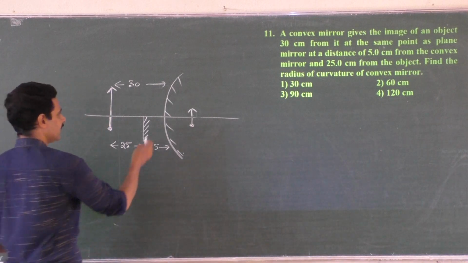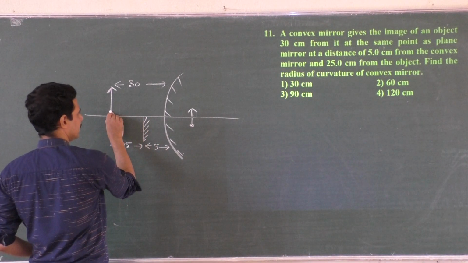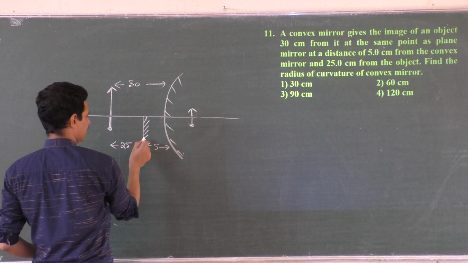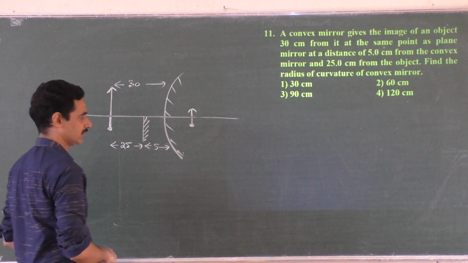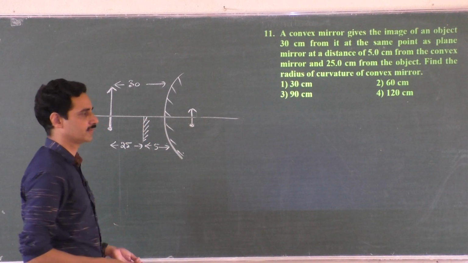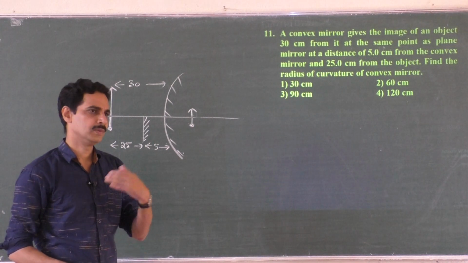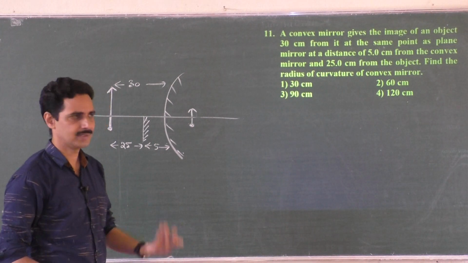So a convex mirror forms the image of an object 30 centimeter from it at the point where the image is formed by the plane mirror, which is at a distance of 5 centimeter from the convex mirror. Now their question is, what is the radius of curvature of the convex mirror? If you want to know the radius of curvature of the convex mirror, you must find out the focal length. Once you get the focal length, then you can do that.